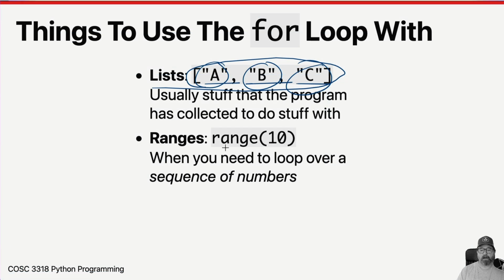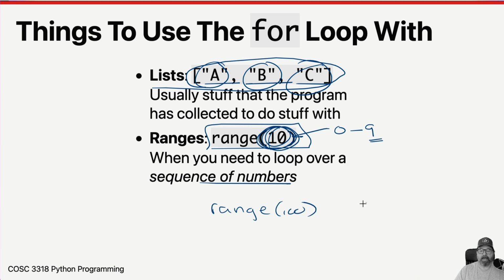We also saw using ranges, which loops over a sequence of numbers. In this case, it would be 0 through 9. Remember, this last number, if we give it 1 argument, is up to but not including that. So it goes up to 9. If we did range 100, that would be the numbers 0 through 99.